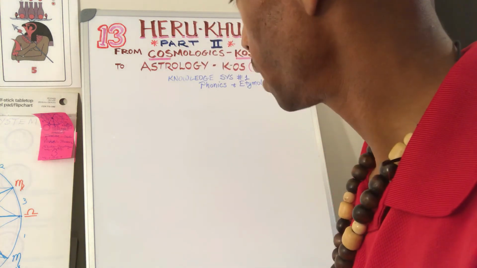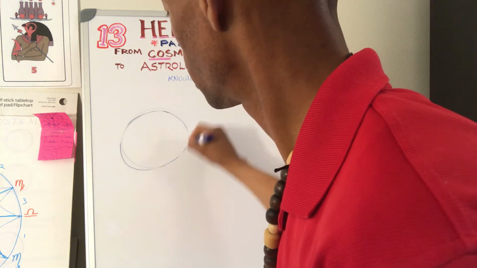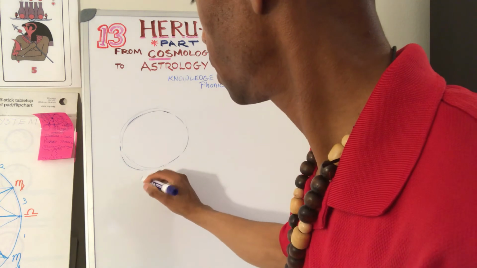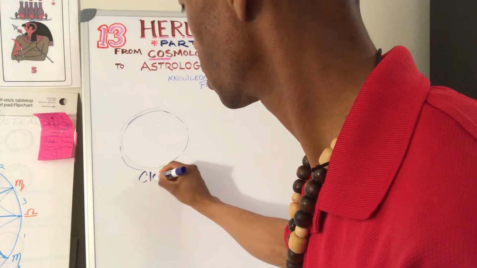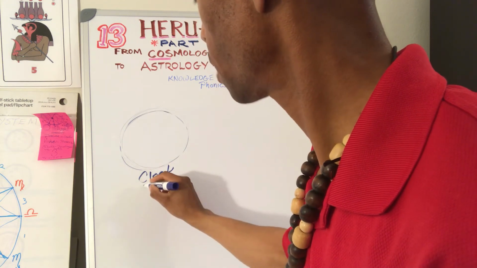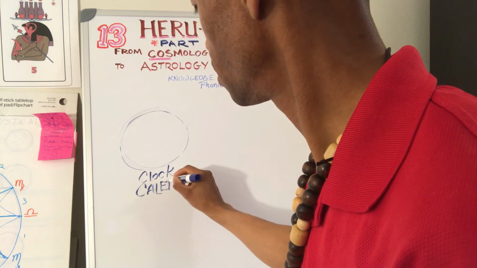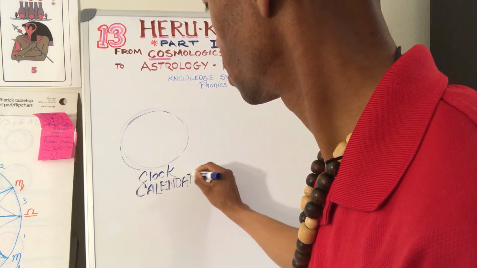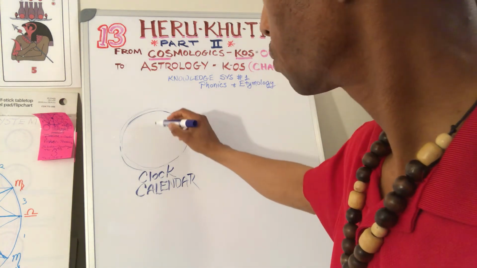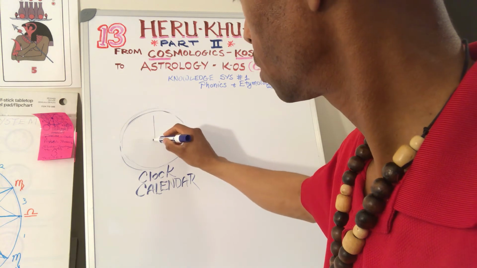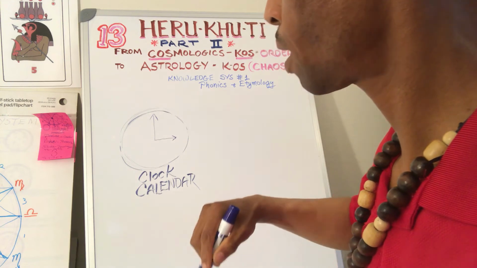Okay, so we had the circle, the science of the circle, where we have time measured on a clock, and we have the calendar. All right, so what happens on a clock? We're able to say 3 o'clock. We know that 3 is over here in the hour, and that's 3 o'clock.